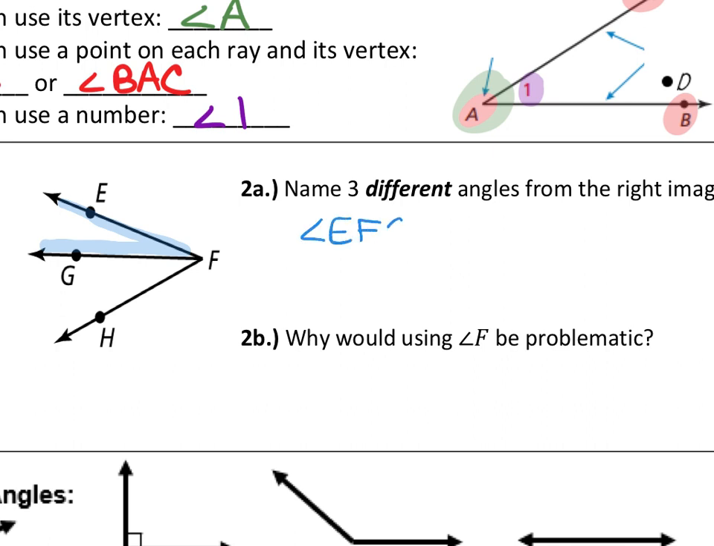EFG or GFE. Yes, but I'm going to just write one of them down. I could also name this angle that's different. What would be the green one called? GFH, very good. And then how is there a third angle?